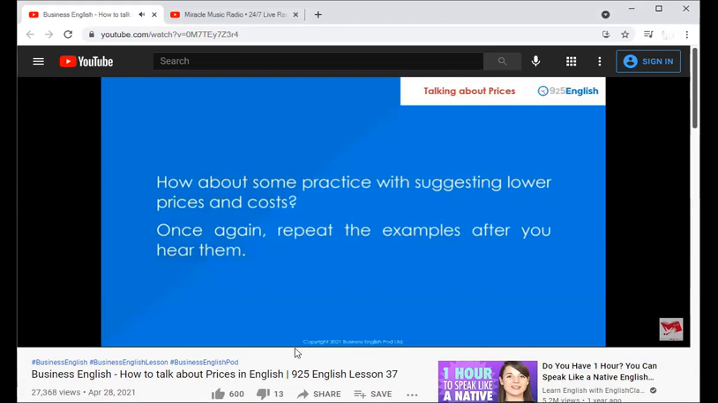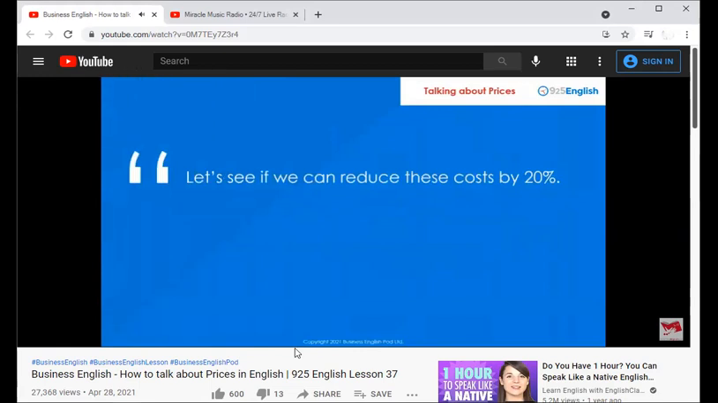Once again, repeat the examples after you hear them. Let's see if we can reduce these costs by 20%.